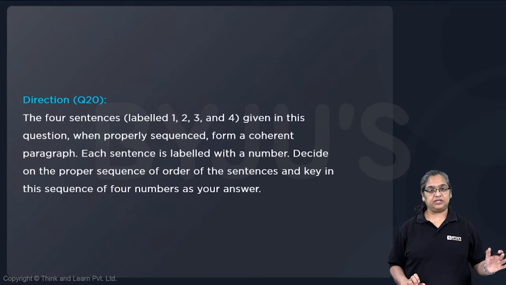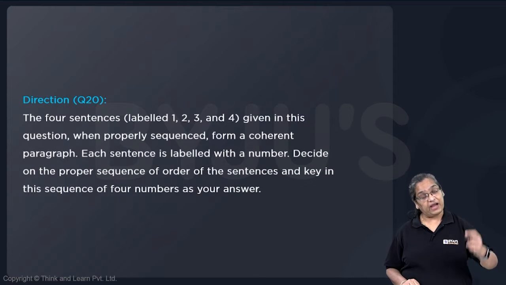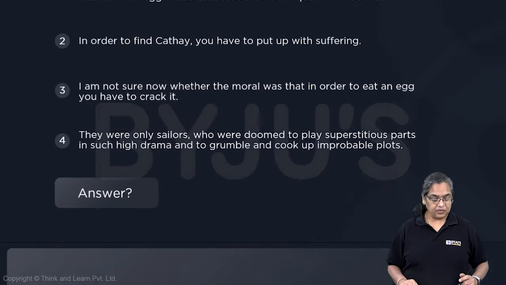Parajumbles. Read the jumbled up sequence of sentences before we decide the correct order. Find links, find the starting sentence if you can while you're reading. I would use a pen and paper to jot down as you're reading.